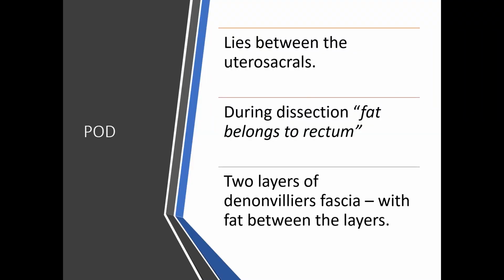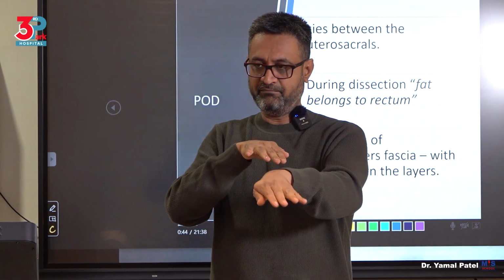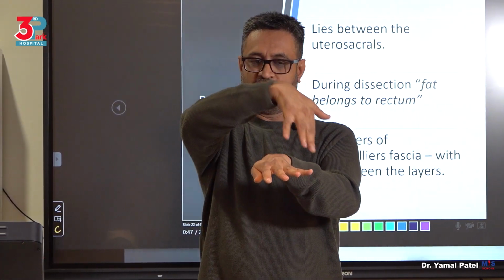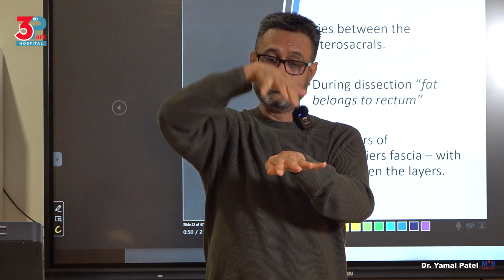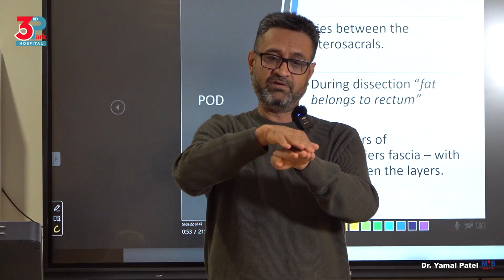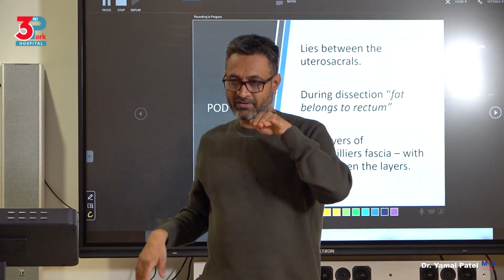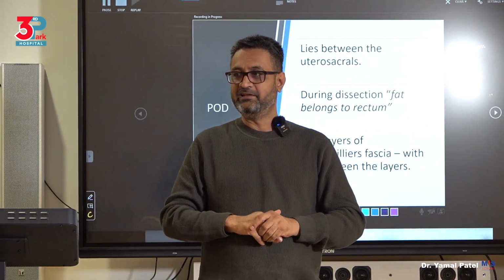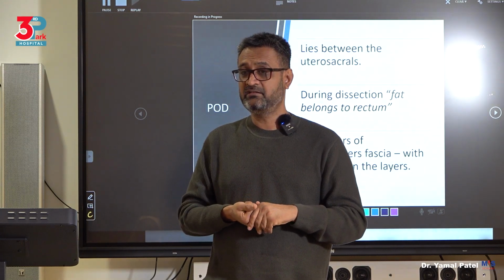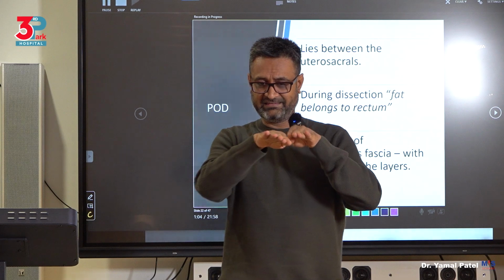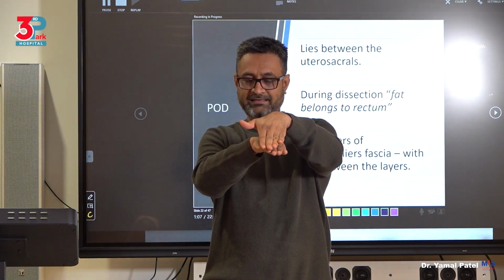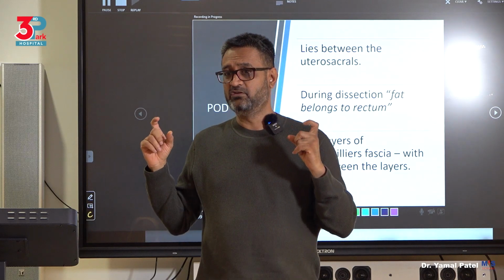So, the pouch of Douglas lies between the uterosacrals. So, I told you if you are medial to the uterosacral, you cannot hit the ureters, okay? Number two, in this area, what is down there is the rectum, agreed? Here you have the uterosacral and the uterus in front. So this space in between can be separated so that you can go into what is called Denonvilliers' fascia, the rectovaginal septum. Agreed? So there is a septum between the rectum and the vagina. That septum is again avascular.